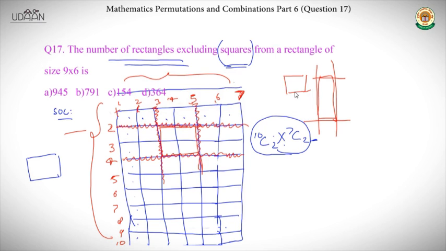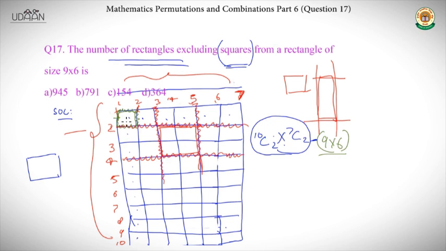So ultimately we reached a stage in which we have calculated the number of four-sided figures, and now our job is to calculate the number of squares in a 9 cross 6 rectangle. Now let's start with the basic square. The basic square is the 1 cross 1 square. So how many 1 cross 1 squares are there? There are 9 into 6 squares of 1 cross 1.